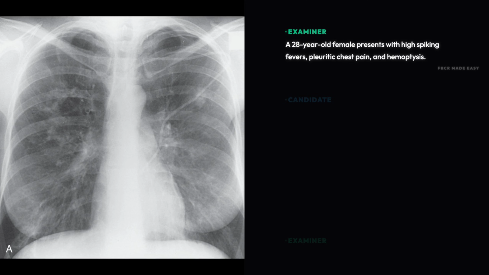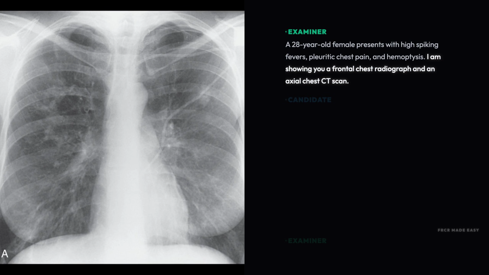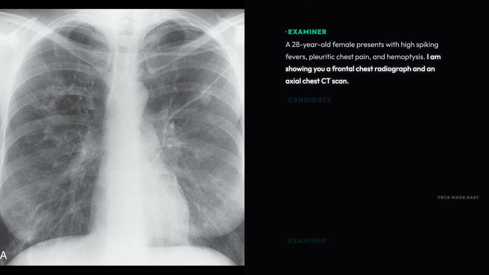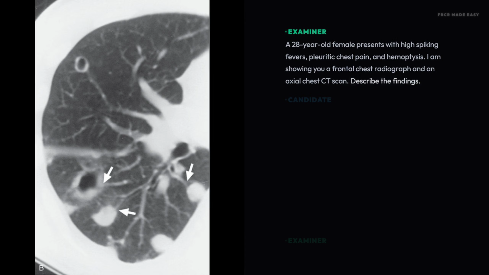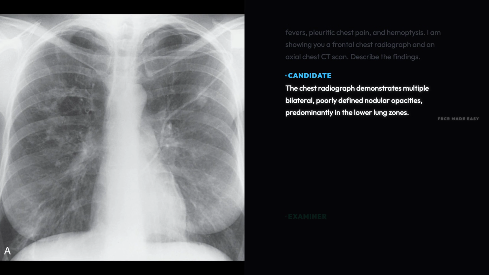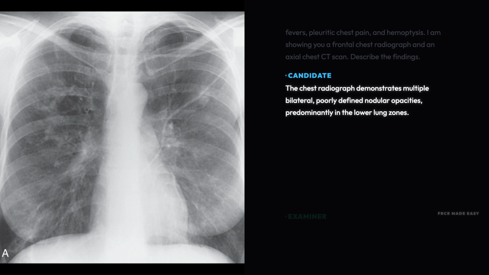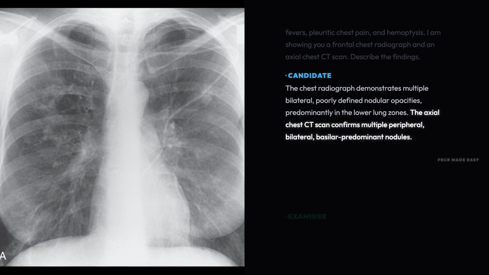A 28-year-old female presents with high spiking fevers, pleuritic chest pain, and hemoptysis. I am showing you a frontal chest radiograph and an axial chest CT scan. Describe the findings. The chest radiograph demonstrates multiple bilateral, poorly defined nodular opacities, predominantly in the lower lung zones.